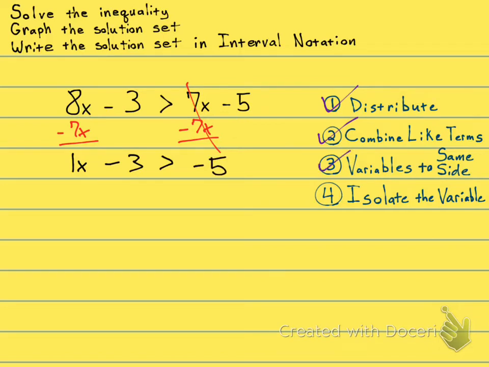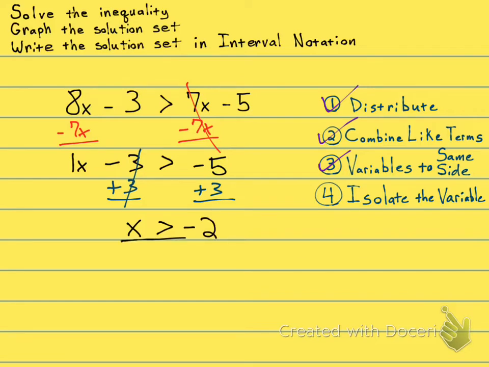Now all of my variables are on the same side. And now it's time to isolate this grumpy old x. She wants to be all by herself. So to get rid of a minus 3, I'm going to do plus 3. Negative 3 plus 3 is 0. So I have no more 3 on the left. If I add 3 to the left-hand side, I also need to add 3 to the right-hand side. My 1x is going to drop down. 1x is just x. Still greater than. And now negative 5 plus 3 is negative 2.